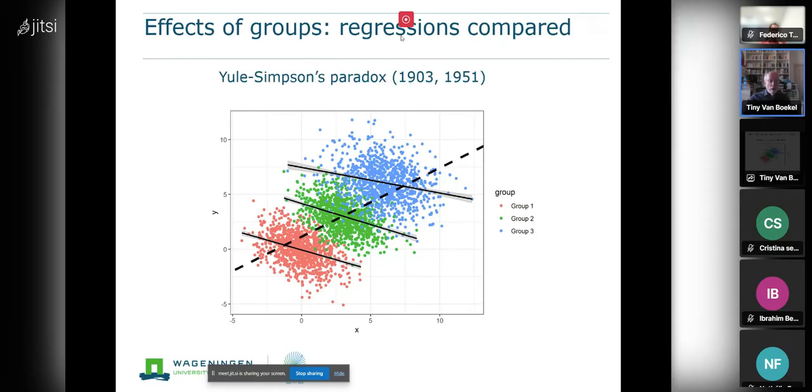And this effect is already known for quite a while, more than 100 years. It's called Simpson's paradox, but it seems to be forgotten all the time. So this kind of results are very dangerous if you do not recognize that there may be groups or clusters in your data.